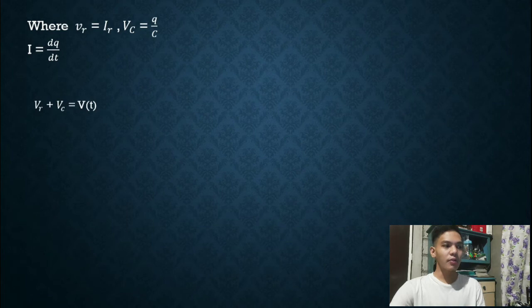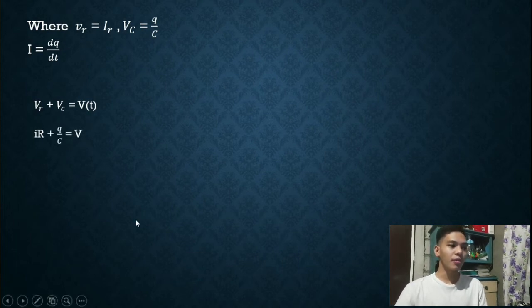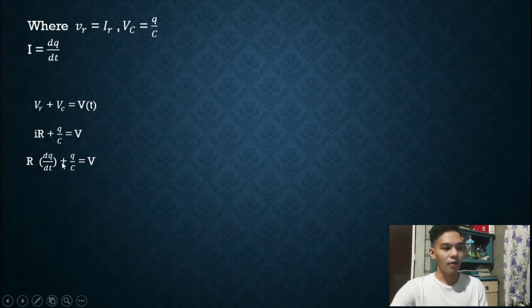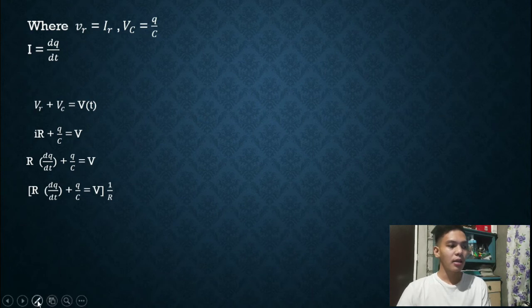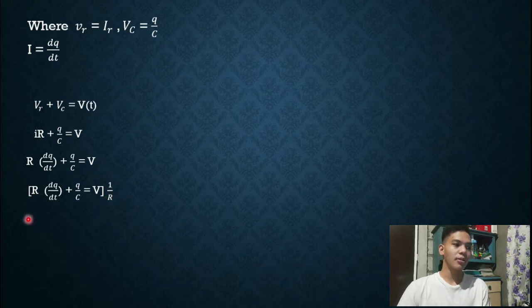First, we get the total voltage across the circuit. So we just add V_R plus V_C because there are only two components. We substitute the formula V_R equals IR, then IR plus V_C equals Q over C equals V, capital V. Then we notice I equals dQ over dt, so dQ over dt is present here times R plus Q over C equals V. We have to remove the R to get a differential equation, so we have to multiply the whole equation by 1 over R to cancel out the R on the other side.